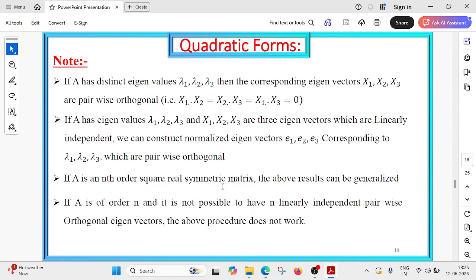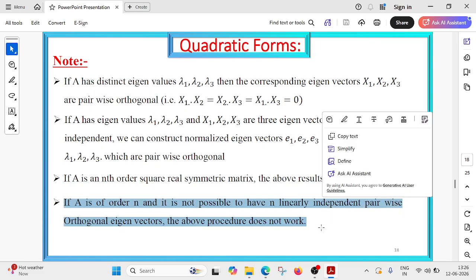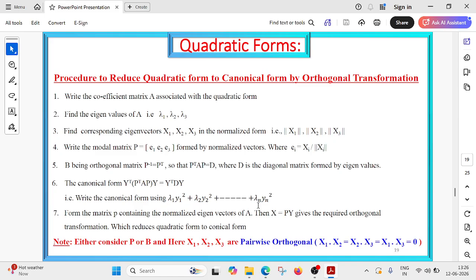If A is an nth order square real symmetric matrix, the above results can be generalized. And if A is of order n, and it is not possible to have n linearly independent pairwise orthogonal eigenvectors, the above procedure does not work. So you should be very careful with the last statement.